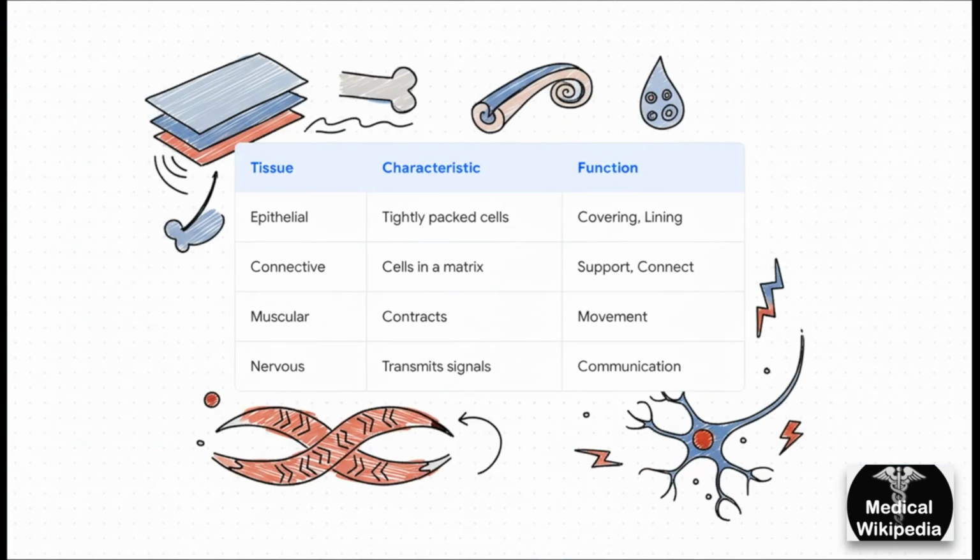You've got epithelial tissue, which covers surfaces and lines cavities. Then there's connective tissue. That's kind of the glue that supports everything from our bones to our blood. Third is muscular tissue, which is designed for one thing, contraction and movement. And fourth, we have nervous tissue, the body's high-speed wiring for communication. Every single organ is just a unique recipe using these 4 ingredients.